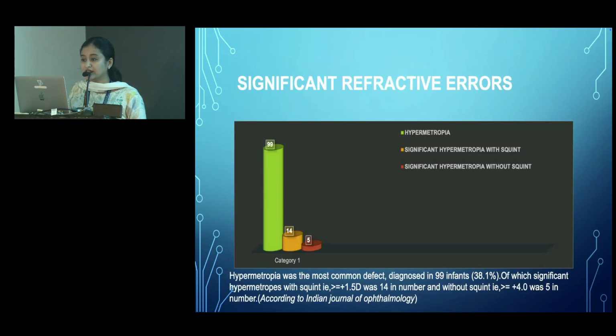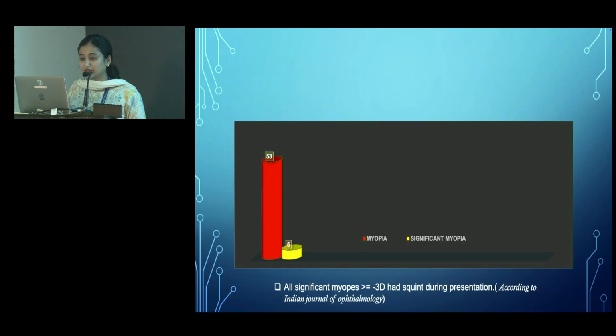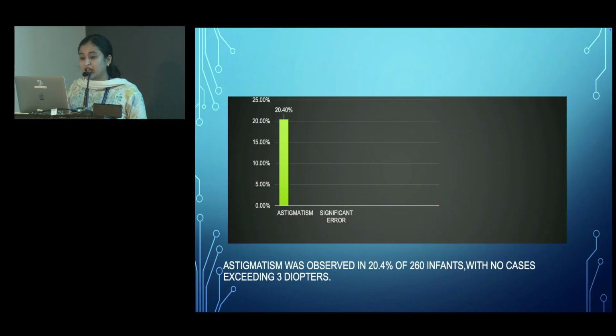Coming to significant refractive error: of 99 infants with hypermetropia, significant hypermetropes with squint, that is greater than plus 1.5 diopter, were 14 in number, and without squint, that is greater than plus 4 diopter power, were 5 in number. Significant myopes, greater than minus 3 diopter power, had squint during presentation, and they were 5 in number. Astigmatism was observed in 20.4% infants, with no cases exceeding 3 diopters.